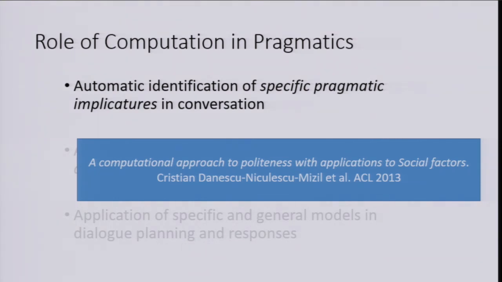It won the best paper nomination for ACL 2013. So I think it's one of the first works of its kind in the field. And later people did it on other languages, like Ritesh did for Hindi. So this is on English. And it's a very interesting work.